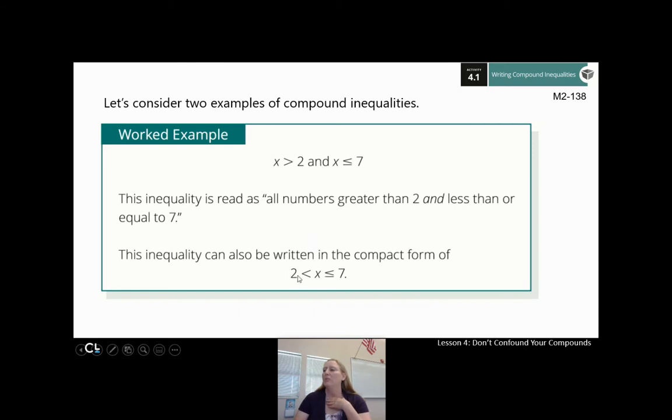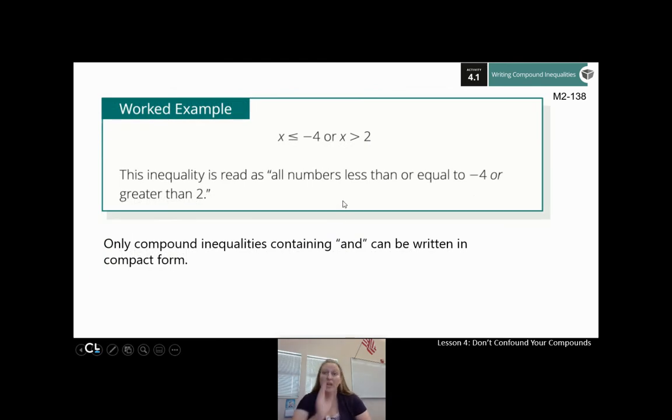So X is still bigger than 2 because the alligator eats the bigger one, just like we had here. And X is still less than or equal to 7, just like we had here. It's just nice that we can compact it down. So whenever you see these compound inequalities that use the word and, you can write it in compact form. Just always make sure you go least to greatest so that your inequalities are always facing the same way. It works better that way.